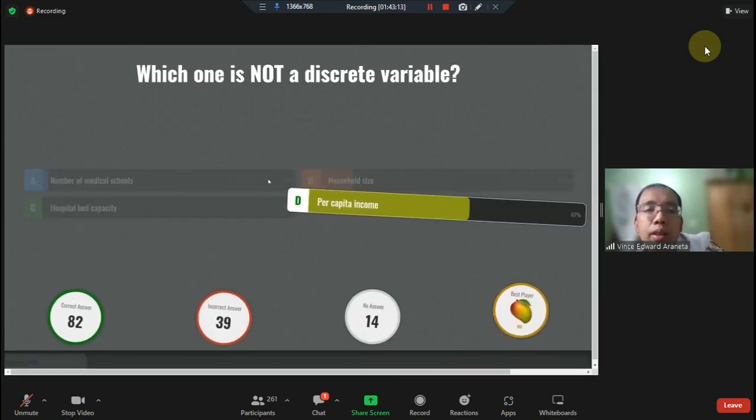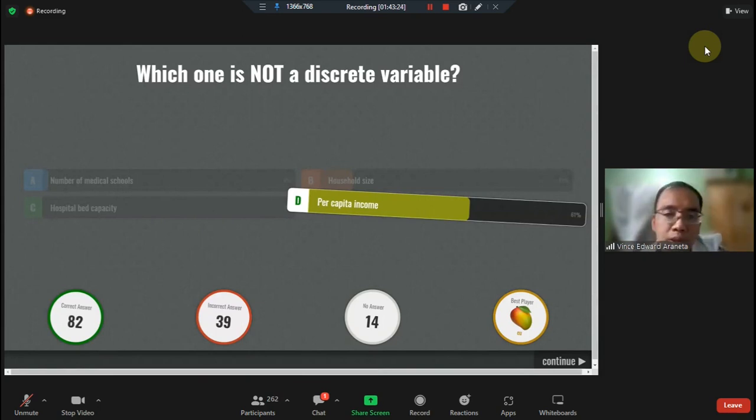Per capita income. Remember, number of medical schools, household size, and hospital bed capacity have whole numbers. Even if you forget what a discrete variable is, when you look at the choices, this might mean a set of fixed numbers, and per capita could have decimal places. So this might be the answer. That's a testmanship principle. Not everything, but at least there are questions where you can get the correct answers.